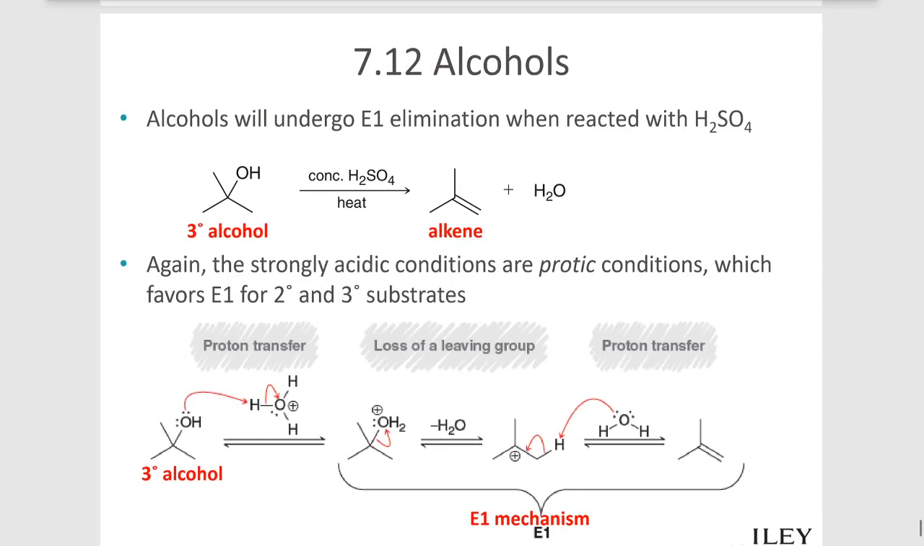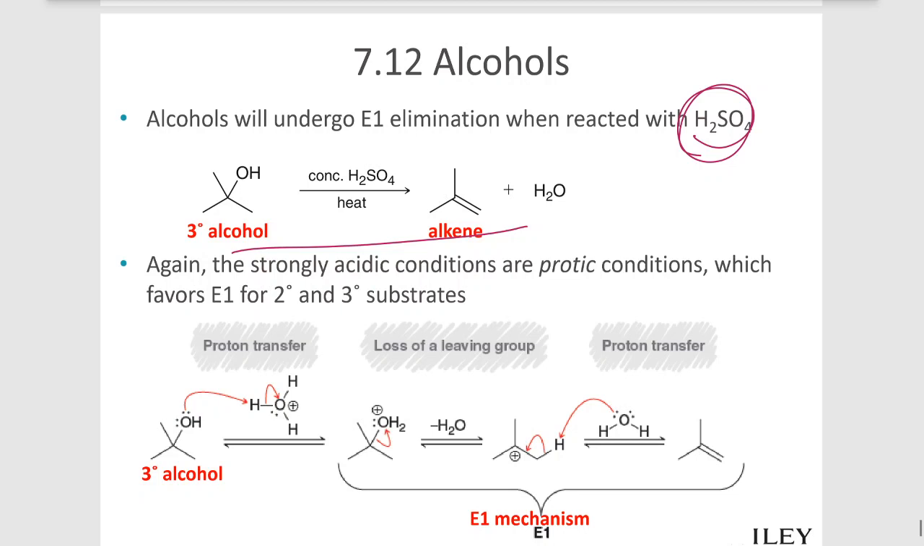Alcohols will also undergo E1 elimination when reacted with sulfuric acid, and this is kind of an anomaly here. Normally we think of elimination as having a strong base, but here we have acidic conditions giving us elimination. So the mechanism is a little different here.